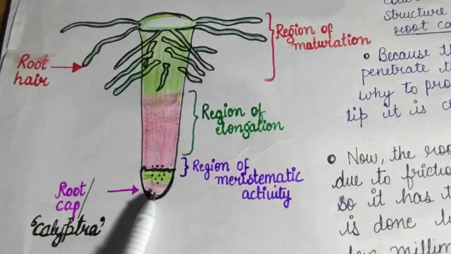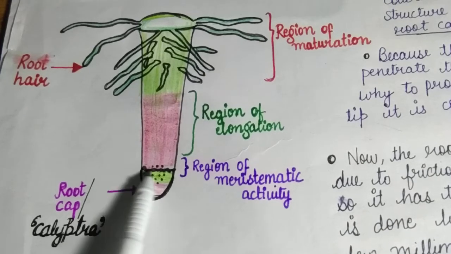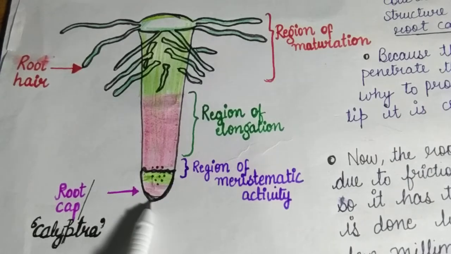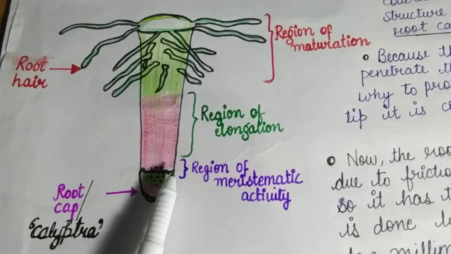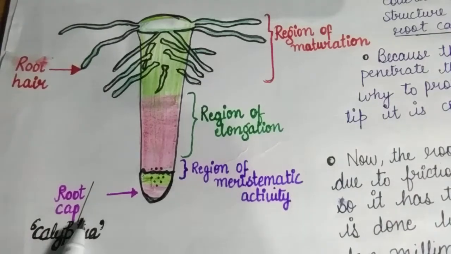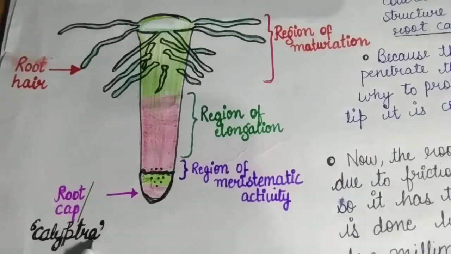The root is a very delicate part of the plant, and because it has to penetrate the hard soil, due to the friction of soil the root can be damaged. So the very extreme tip of the root is covered by a cap-like structure, or we can say a thimble-like structure as per NCERT. This cap-like structure is called root cap. Another technical term for root cap is calyptra.